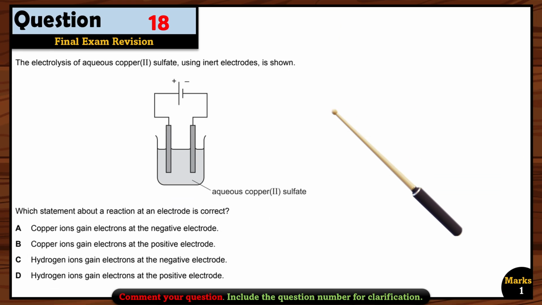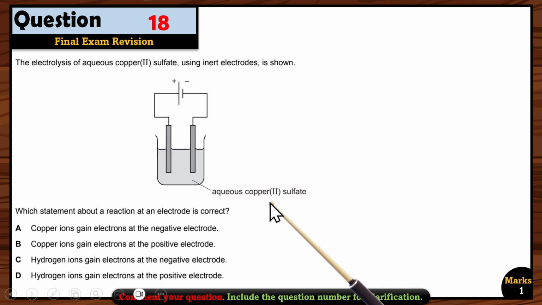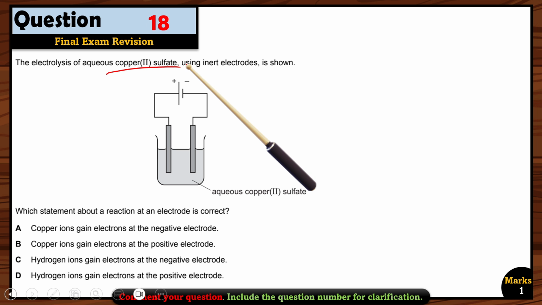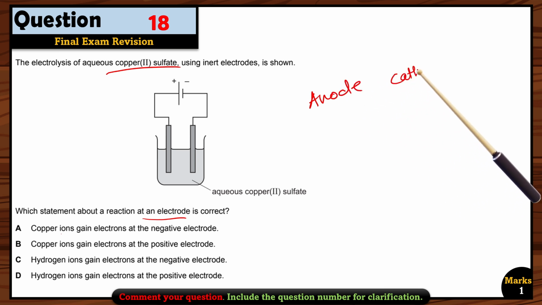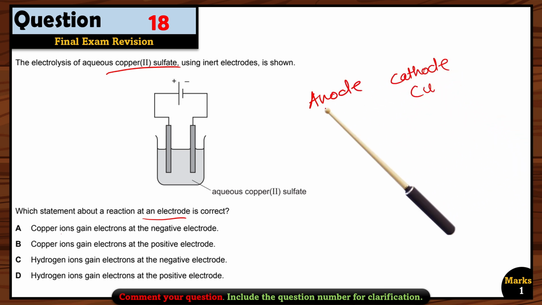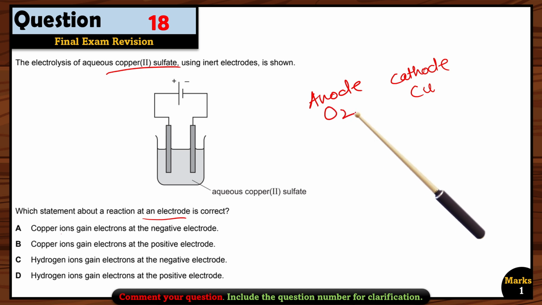Let's see question 18. The electrolysis of aqueous copper sulfate using inert electrodes is shown. Again, the same question. Copper sulfate, can you see that most of the questions are related to the copper sulfate? Now let's see which statement about reaction at an electrode is correct. Let's see one by one. We can write it so we don't get confused. At the cathode, we are going to get copper, and at the anode, of course, we are going to get oxygen.